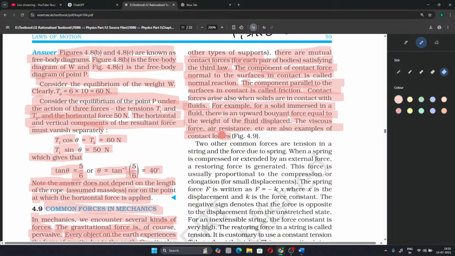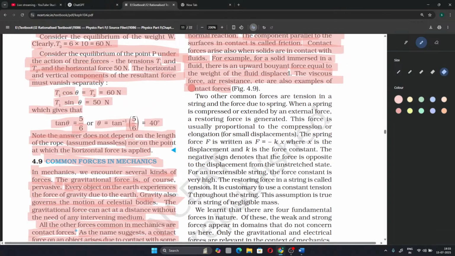They gave a definition of the buoyant force, the amount of the buoyant force. That is just one example here. The viscous force is also an example. The air resistance is also an example. And there are also other examples where there are contact forces between a solid and a liquid, or a gas as well.